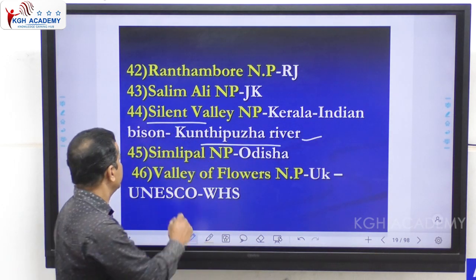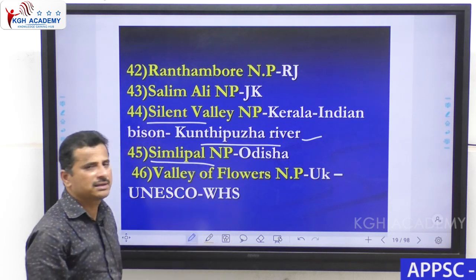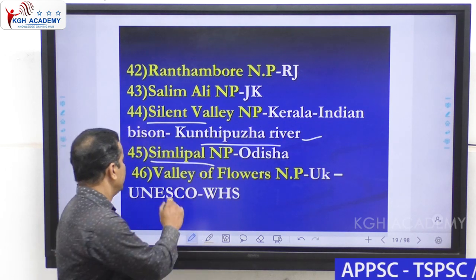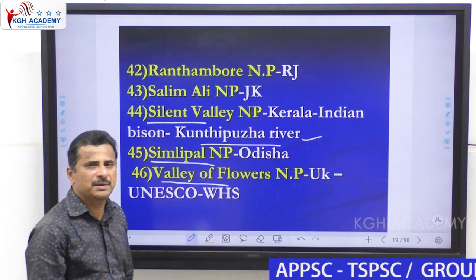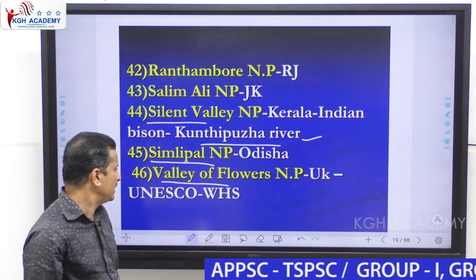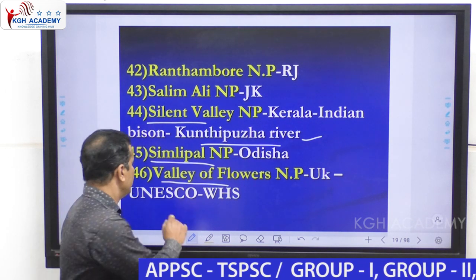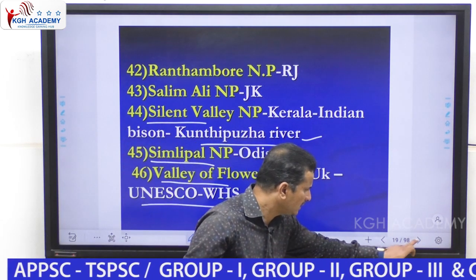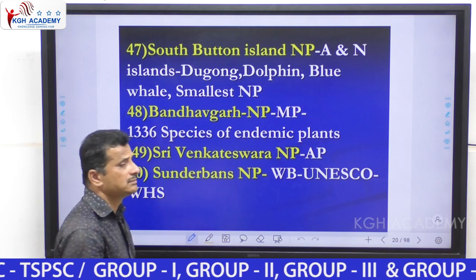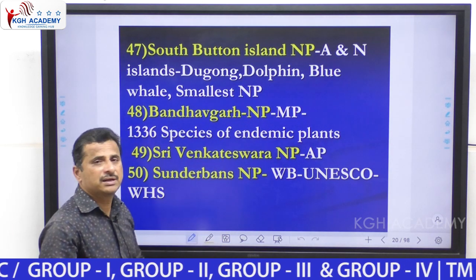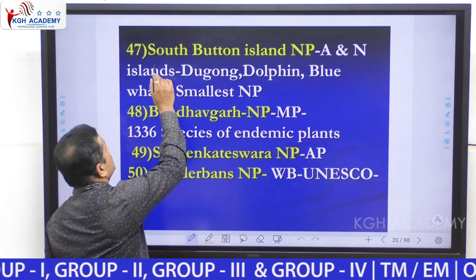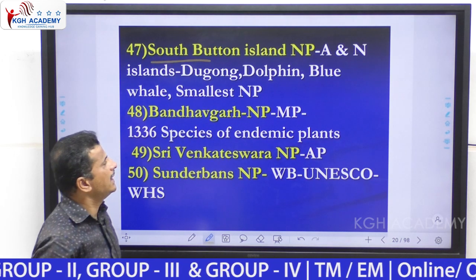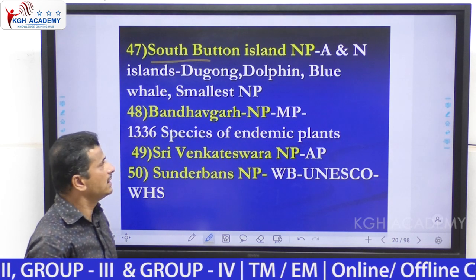Okay, and next, Simlipal National Park, present in Odisha, and Valley of Flowers National Park, present in Uttarakhand, and this is also a UNESCO World Heritage Site. And the last slide about the national parks: next, South Button Island National Park, Andaman Nicobar Islands.